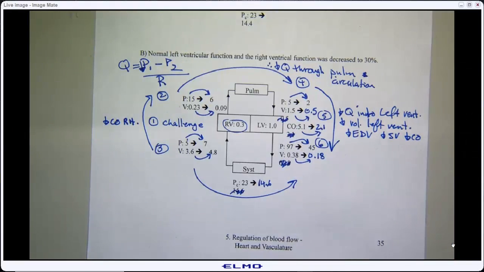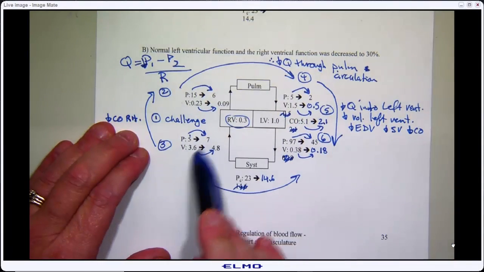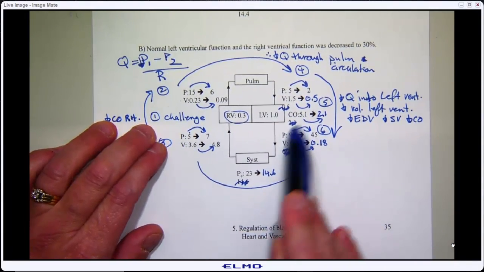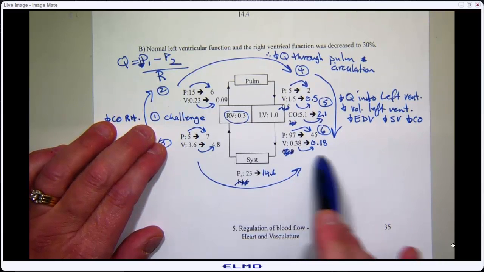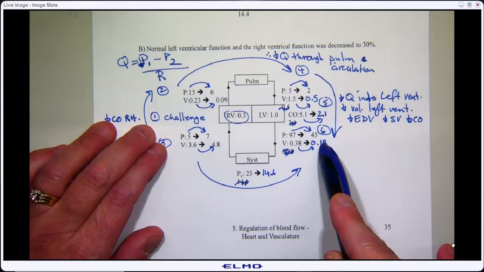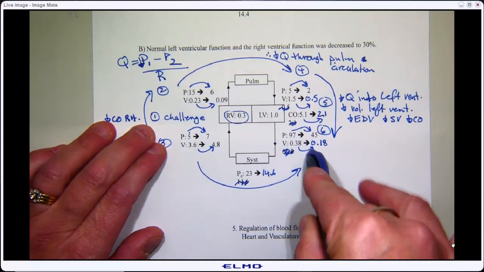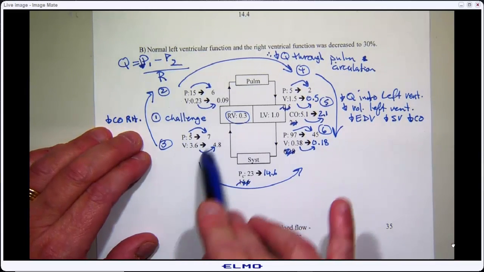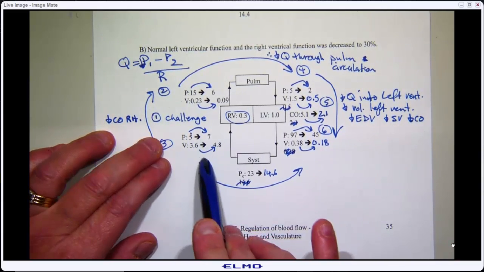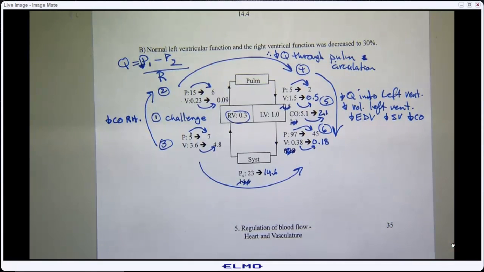But I'm going to argue, once we get ourselves into thinking about how this compartment affects this one, then we might not be so clear that volume should go down and pressure should go down in this compartment. Okay, so think about how does the systemic veins affect the compartment before it?